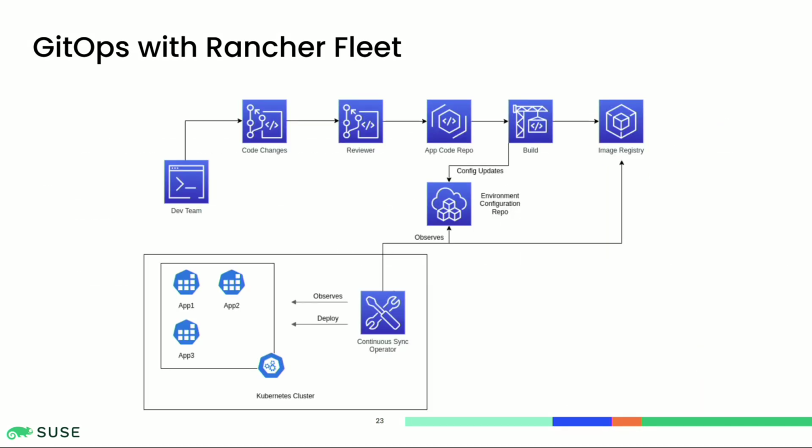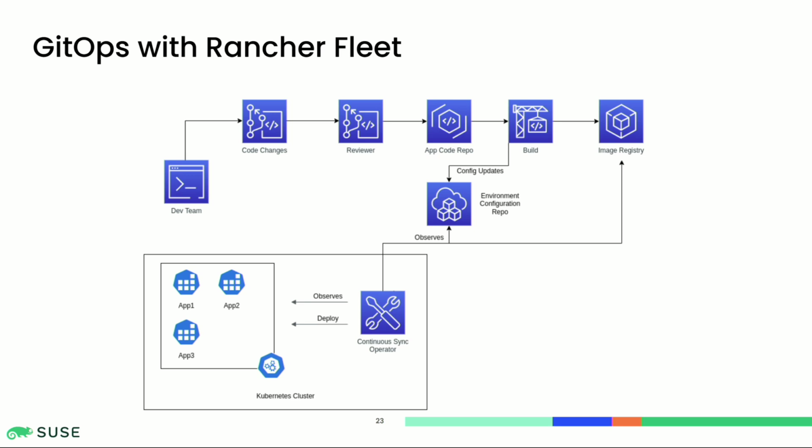So what does our workflow look like if we use Rancher Fleet? We have our development team creating the changes. We have our reviews, and if we check it into our branch, which should be deployed, then we have our build process, the image is built, we have our configuration, and our GitOps operator is looking at that configuration, takes the images from the registry, and can deploy it to as many clusters as you want.